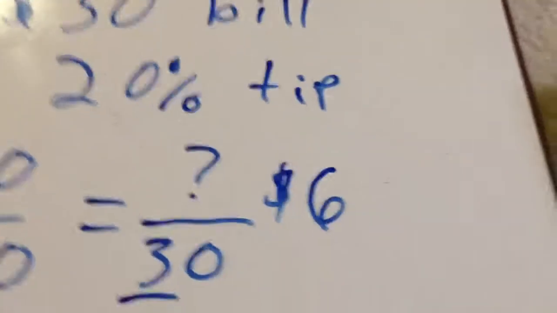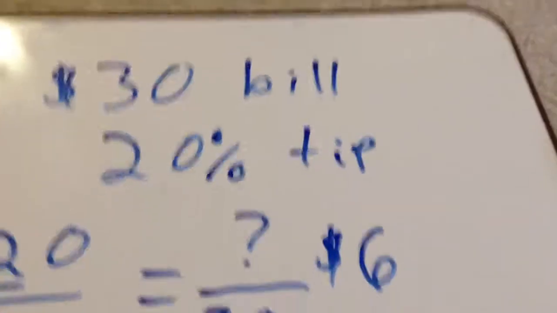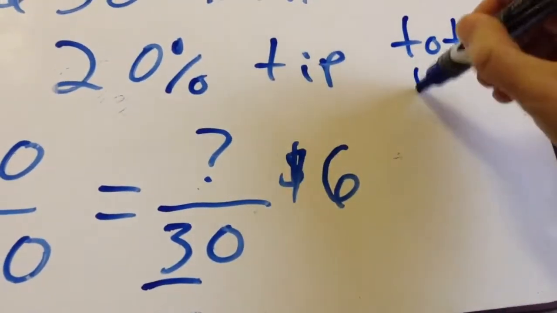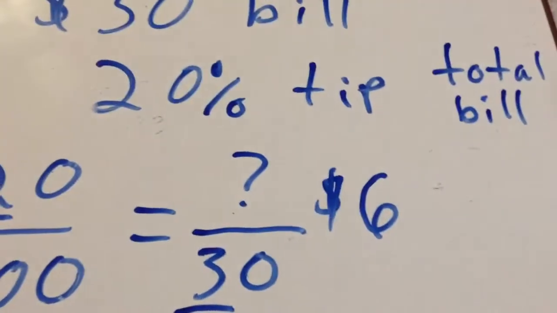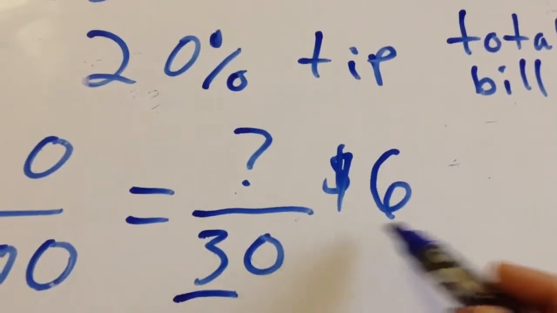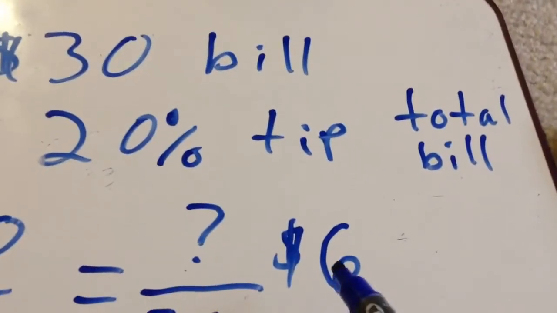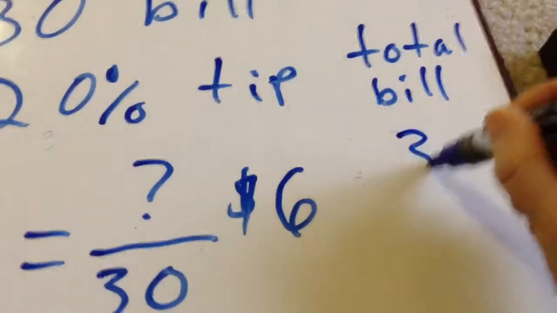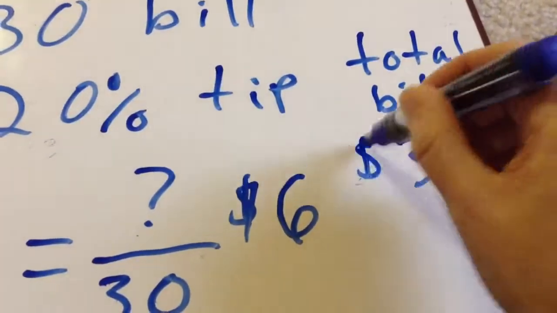Now what a GED will probably ask you is how much is the total bill. So you have to do this step first to find out what the total bill is. This is not the total bill. This is just your tip. For the total bill, we're going to have to add 6 to how much the food costs. So the total bill would be $36.